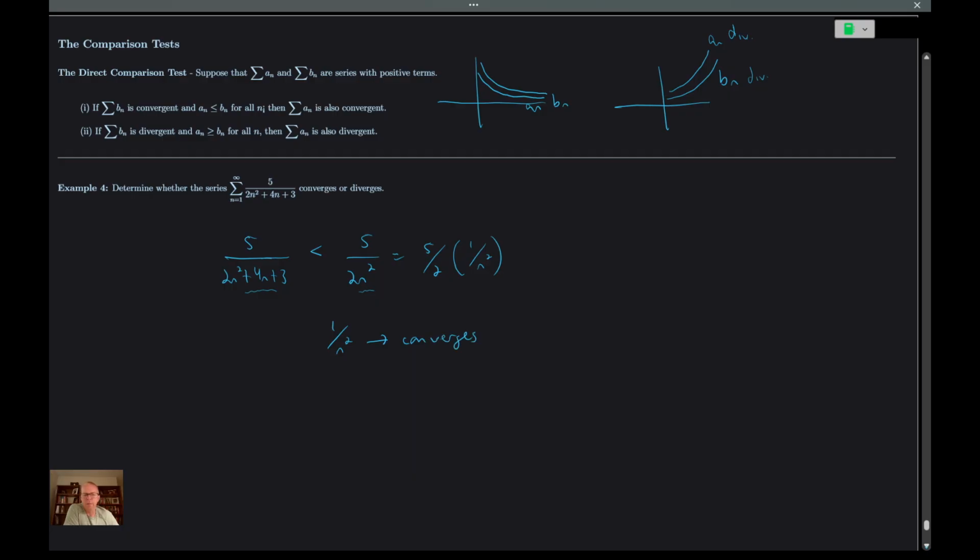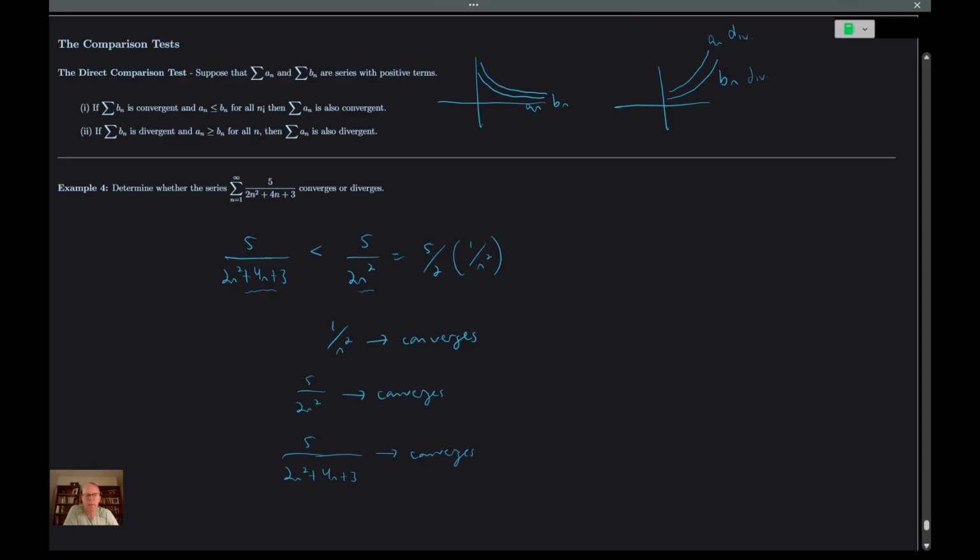This is a p-series where p is greater than 1. So if 1 over n squared converges, we know that 5 over 2n squared converges. Multiplying by a constant will not change whether a series converges or not. And if this one converges and this one is always smaller, then the series that we are interested in also converges. There's not really arithmetic, algebra, calculus, anything like that. We're really just looking at series where we're comparing terms.